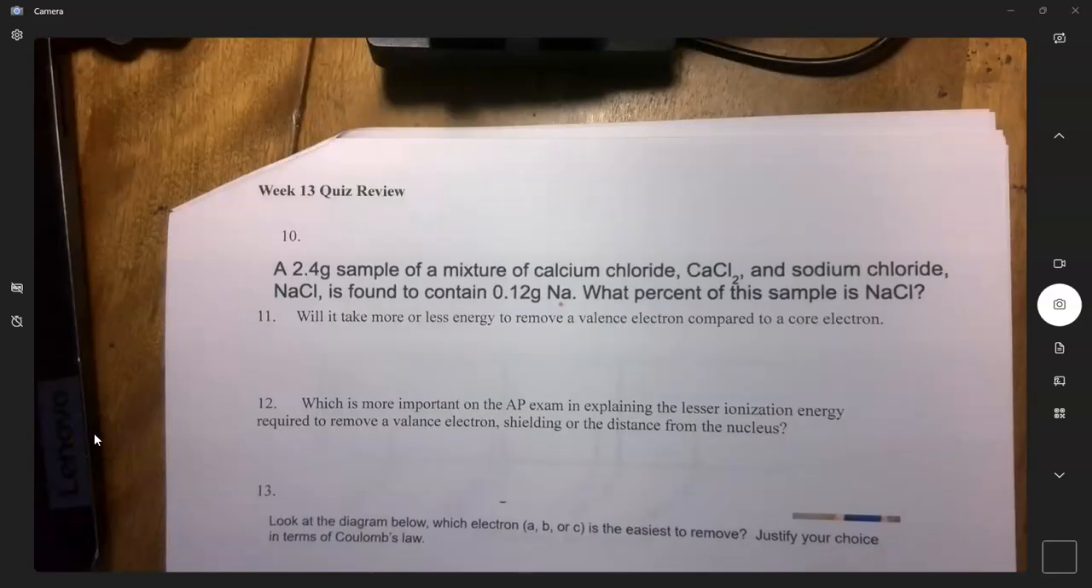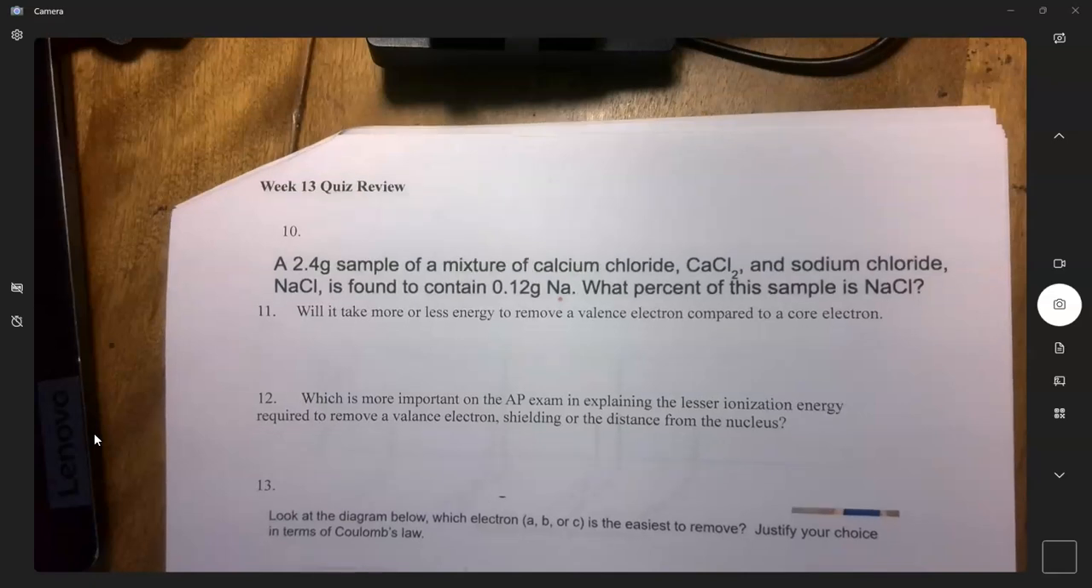Okay, a 2.4 gram sample of a mixture of calcium chloride and sodium chloride is found to contain 0.12 grams of sodium. What is the percent of this sample's NaCl? So percent always means by mass. So it means it's in grams. But this one's a little involved. You're going to have to convert to moles to figure out how many grams of Cl you have.